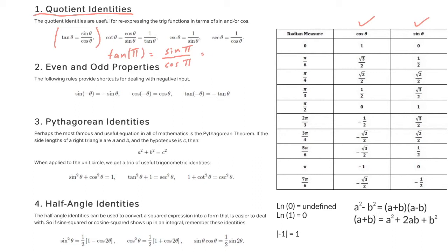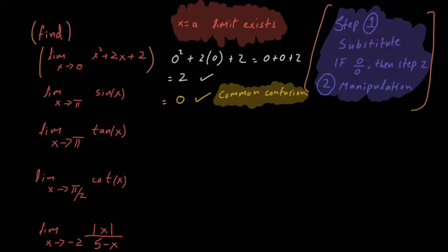Sine of pi we can see from the graph is 0 and cos of pi is -1. So 0 divided by -1. So we got 0 divided by -1, which is simply 0. 0 divided by anything is 0.